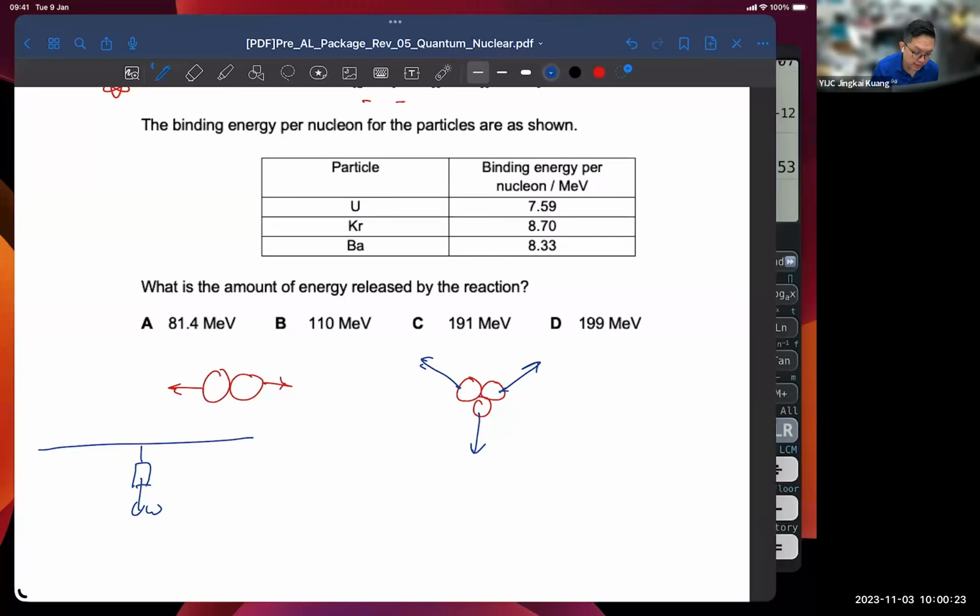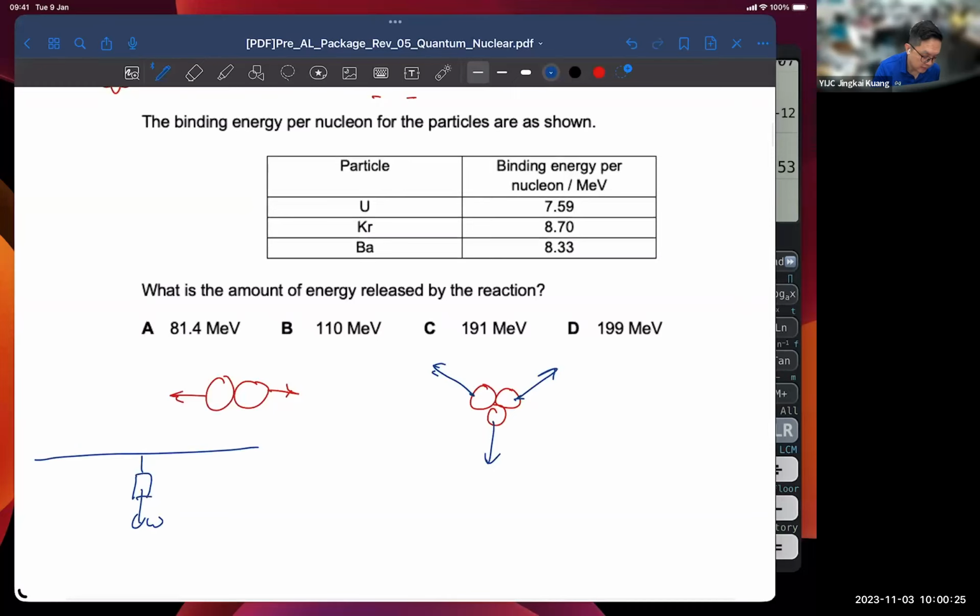Then remember when we talk about binding energy, the way I like to think about it is that binding energy is essentially how much energy you need to separate your nucleus into its individual nucleons. I like to think of this as a pit. How much energy do you need to take out to free this proton? So this is basically this value here. This is our binding energy per nucleon.